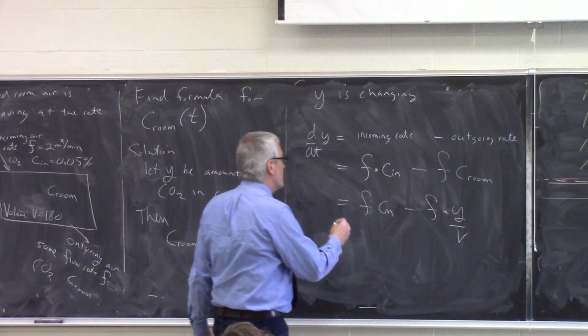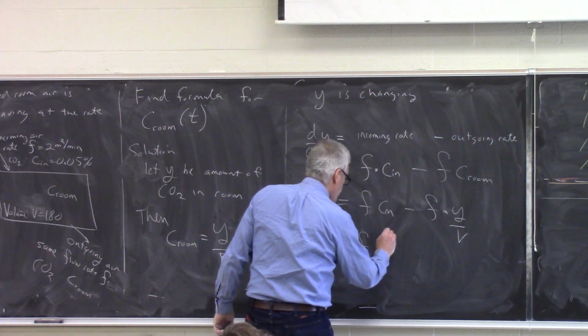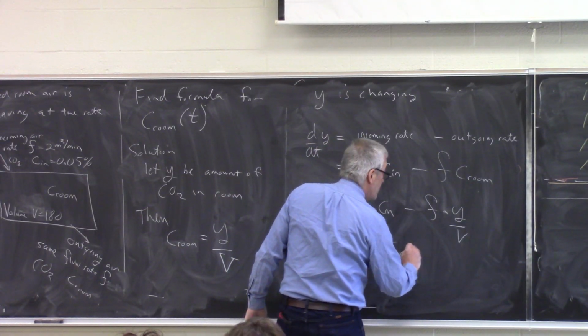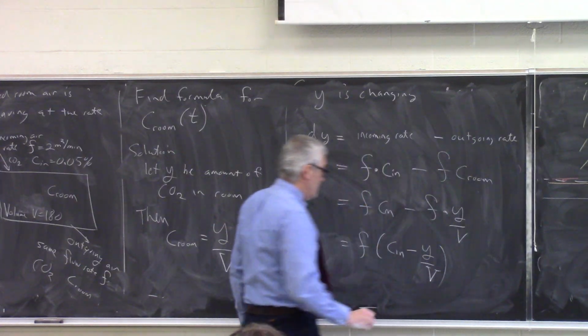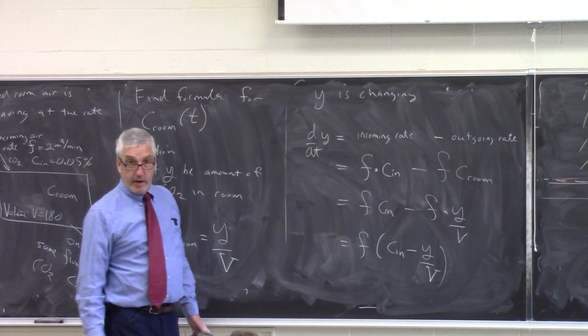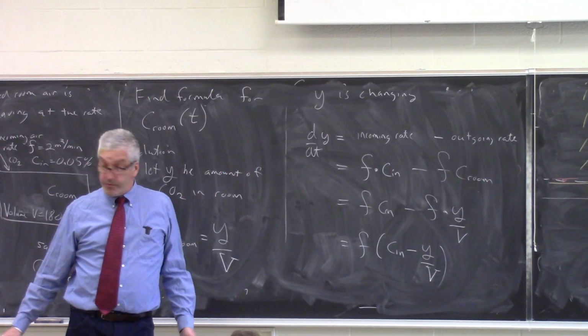Let's factor out the F. F times the quantity Cn minus Y over V. There's my differential equation, dy. So the modeling, we end up with a differential equation.